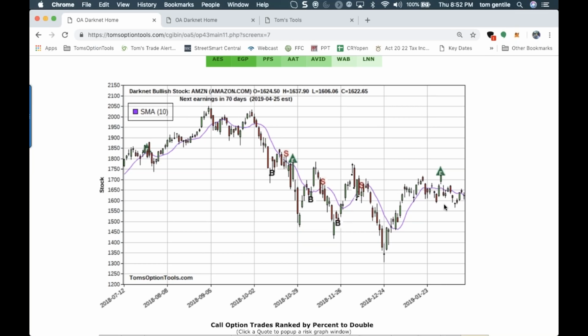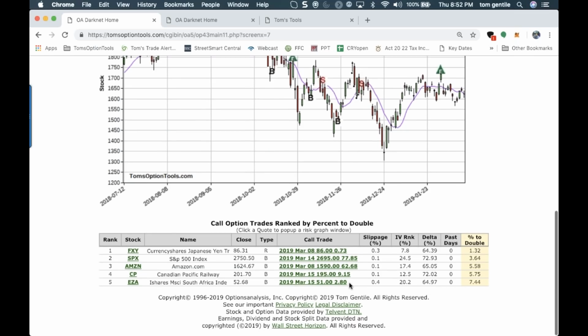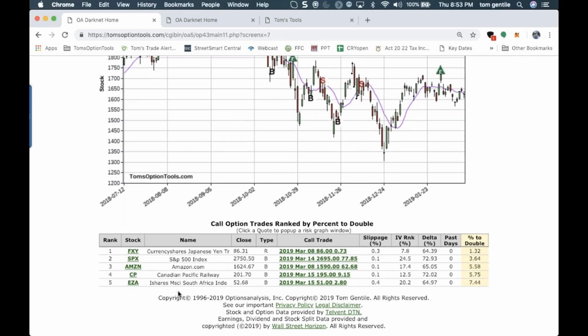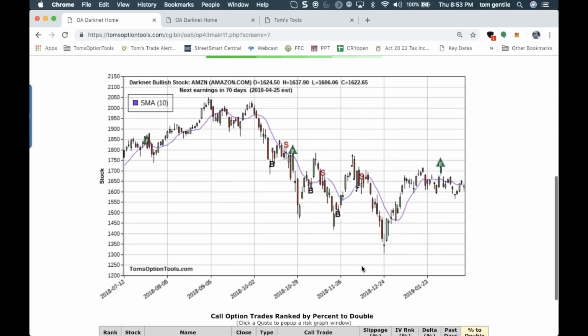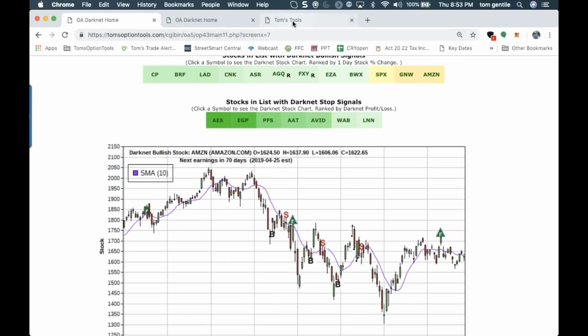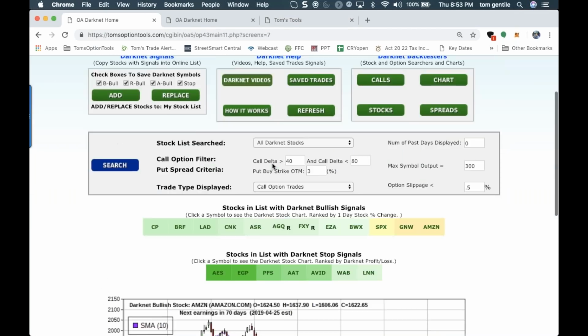Let's call it 150. And of course today, and I don't have it on the end there, but today it ended up showing a buying opportunity. So that's $62.68. That's expensive. So what I got to do is look at Amazon.